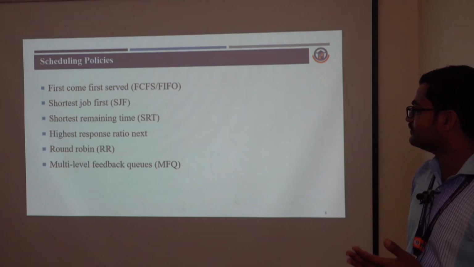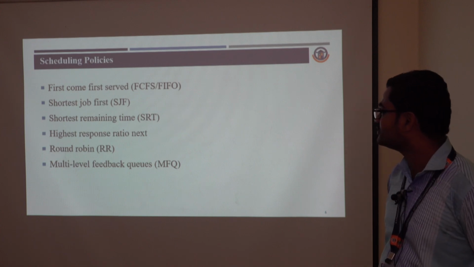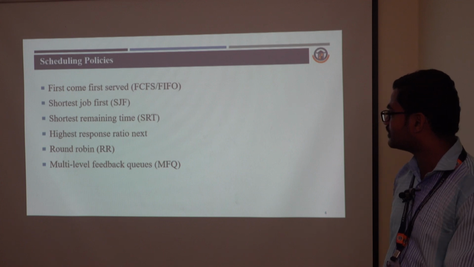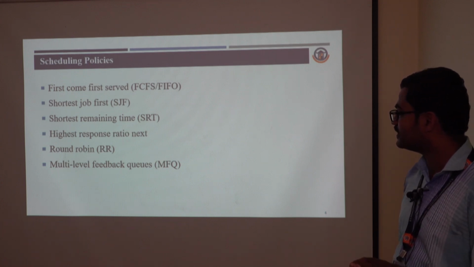In the scheduling procedure we have different types. The first one is first come, first served. The next one is shortest job. The third one is shortest remaining time. Then highest response ratio next, round robin and multi-level feedback queue.